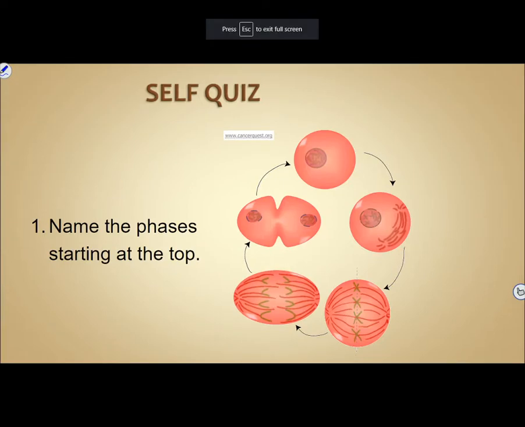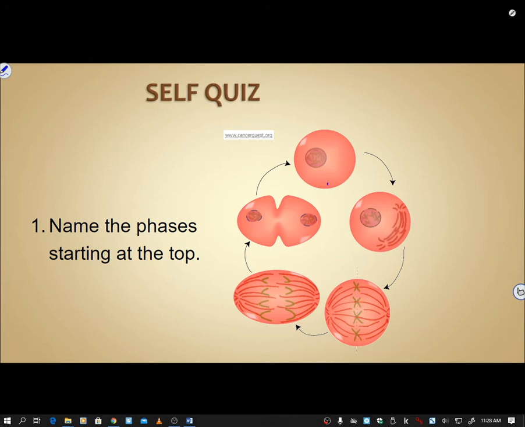There's a cell quiz here. Name the phases starting at the top, and follow along with me. This one right here would be interphase. This one is prophase. It's hard to see, but you can see the X's, and you can see the spindles. Metaphase, lining up down the middle. Anaphase, pulling apart, and telophase, with cytokinesis right there at the end.